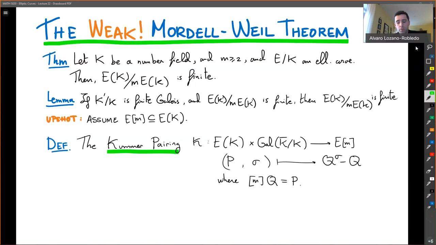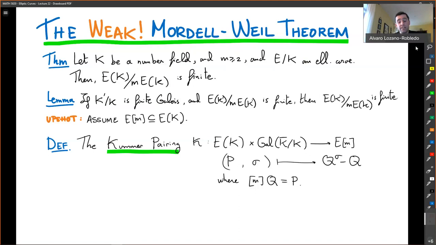So the weak Mordalvey theorem says that over a number field K, and if M is bigger or equal to 2, and E an elliptic curve, the quotient E(K) mod M is finite. So that's necessary. If the K-rational points are finitely generated, then this is a necessary condition, but is not sufficient. You can find abelian groups where such quotients are finite, but they are not finitely generated. Okay, so that's not enough to prove finite generation of E over K, but it's a step.